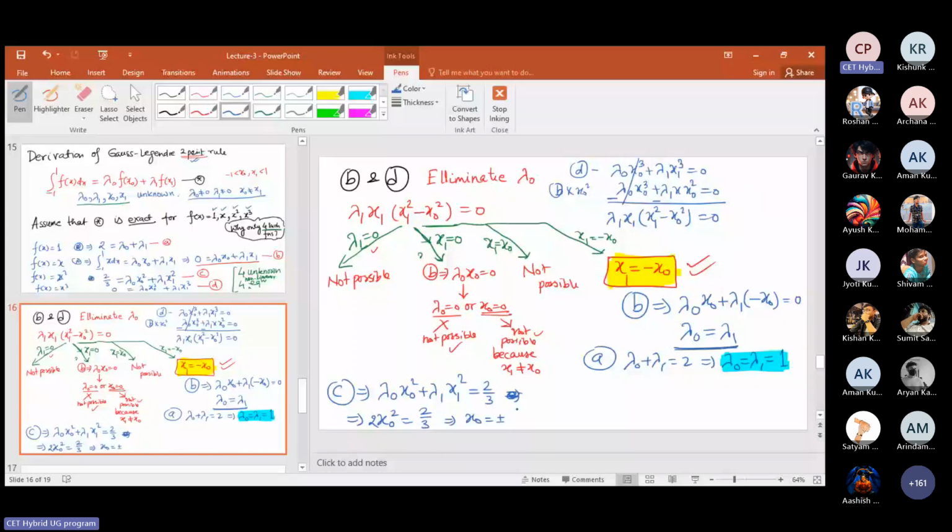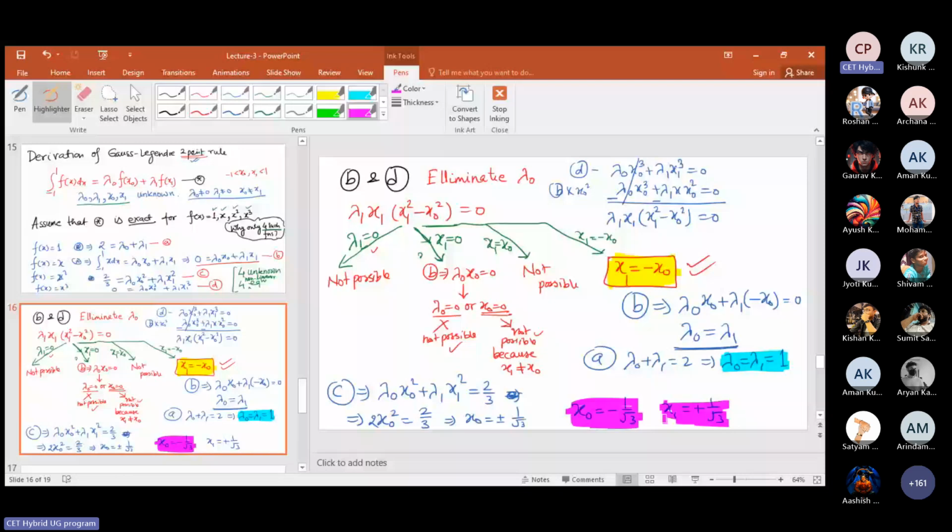Okay, so if you choose from here x0 is equal to minus 1 by root 3, then x1 will become from here plus 1 by root 3. So यहां से आपके पास में देखो क्या हो गया, x0 भी मिल गया, और यहां से आपके पास में क्या हो गया, x1 मिल गया.